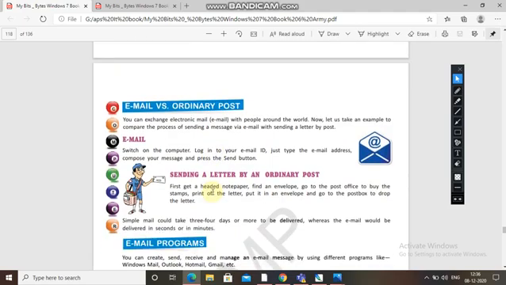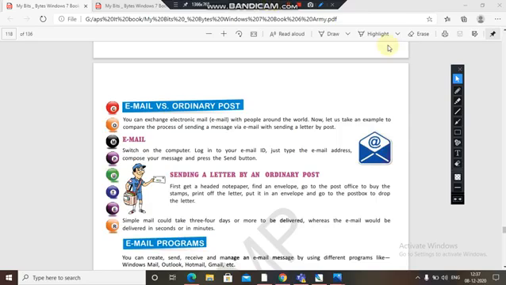Now, email versus ordinary post. If you are sending a letter by post or by mail, there is a difference. By post, it is time taking, and with email, just in a second, you can send it to the other person. You just need a login ID, an email address, compose your message, and press the send button. In sending a letter, you need a stamp, put it in an envelope and then keep it in a drop box. A simple mail could take 3 or 4 days to be delivered, whereas the email would be delivered in seconds.